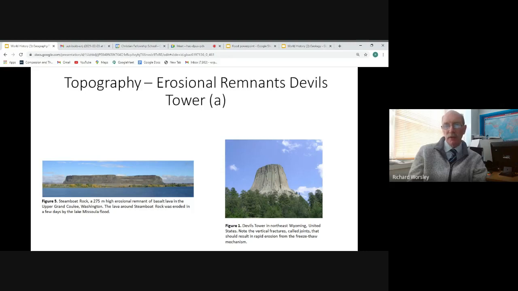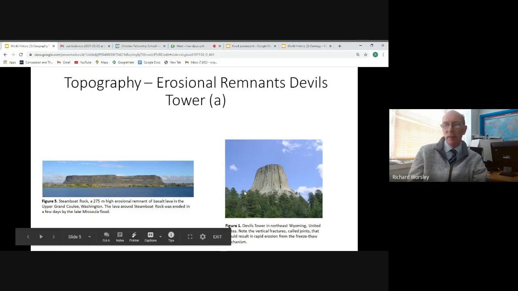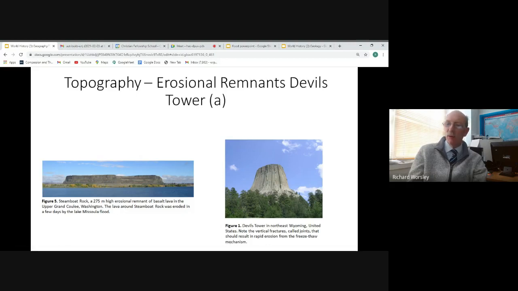Another feature that's interesting are these great towers. Now, Ayers Rock is a classic example in Australia, Uluru in Aboriginal. But this is one which I'm familiar with, having watched Close Encounters of the Third Kind, Steven Spielberg's film: Devil's Tower in northeast Wyoming. Now, this is interesting because I've got another one here, Steamboat Rock in the Upper Grand Coulee, Washington, and there are many such features.